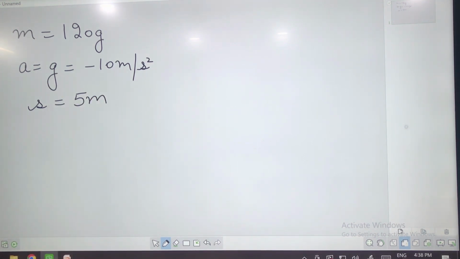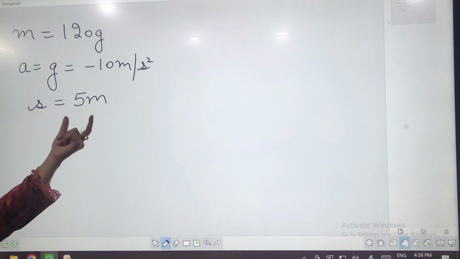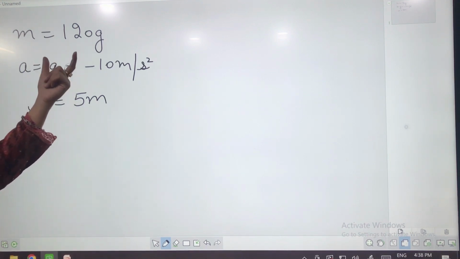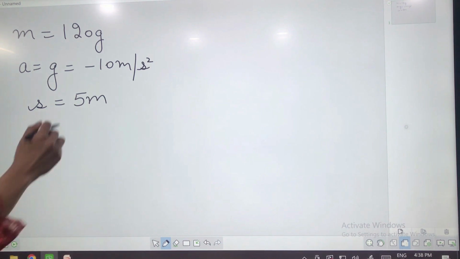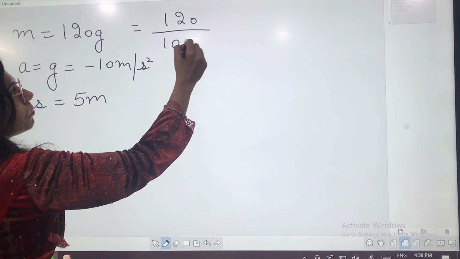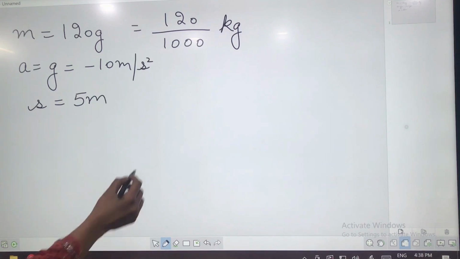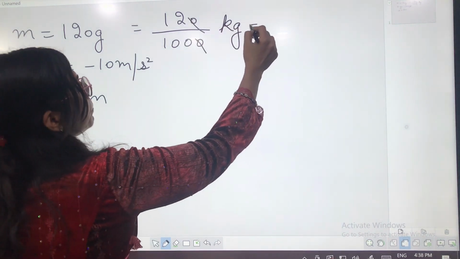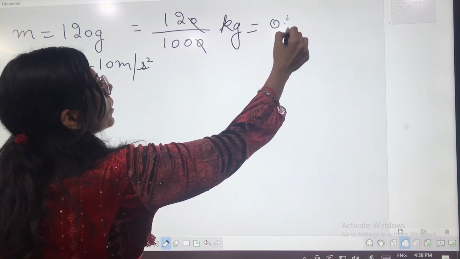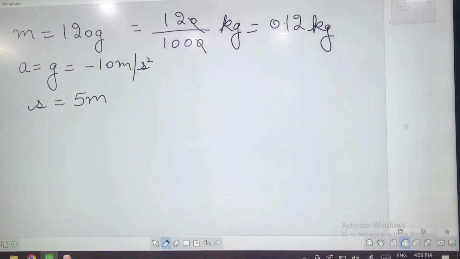First of all, we have to make the whole numerical in SI form. Here acceleration is given in meter per second square, it is in SI form, 5 meter is in SI form, and we will have to convert the mass into kilogram. So we will divide it by 1000, and we will obtain it in kilograms. And what we will obtain is 0.12 kilogram over here.